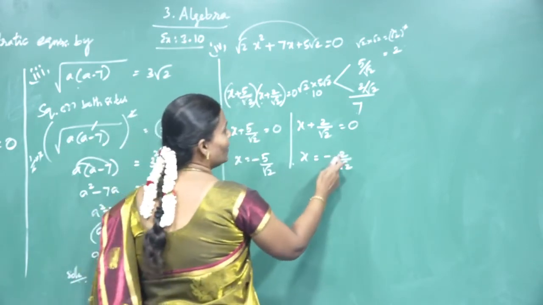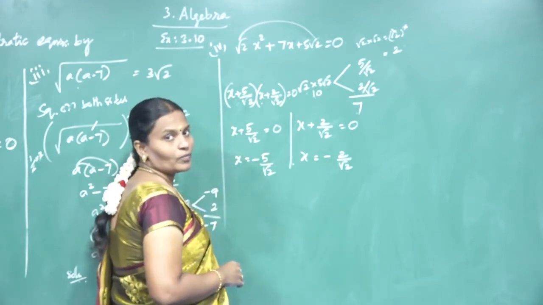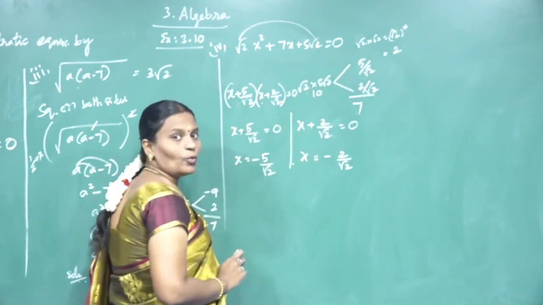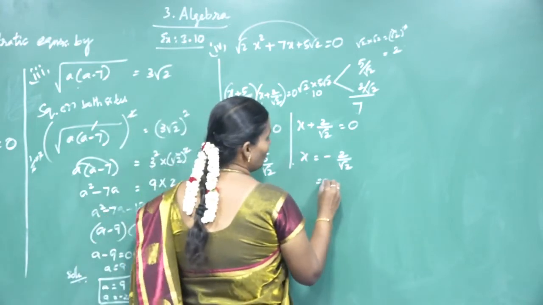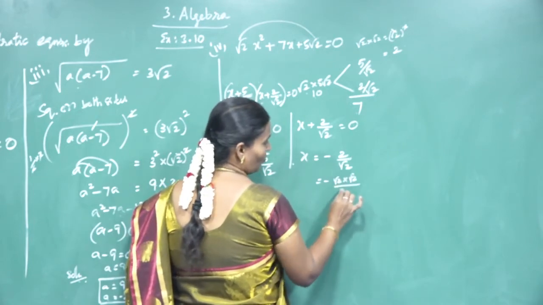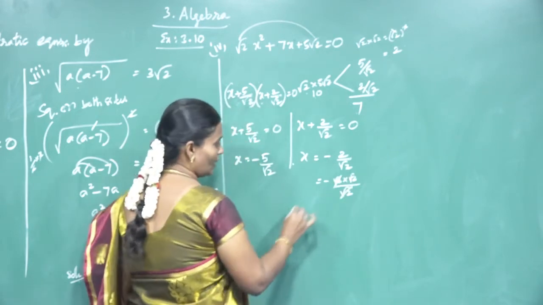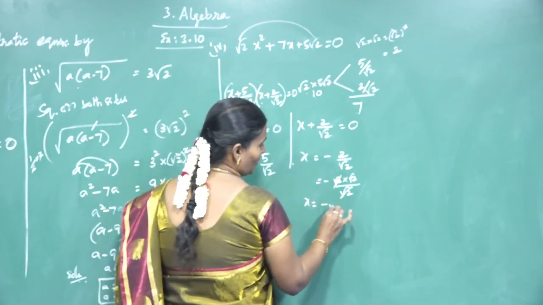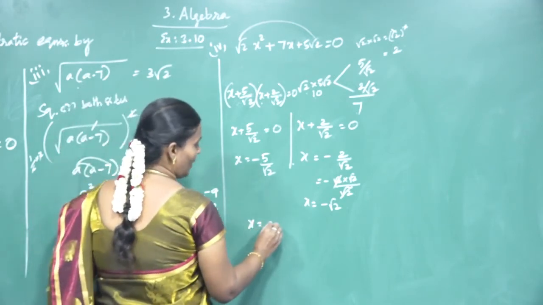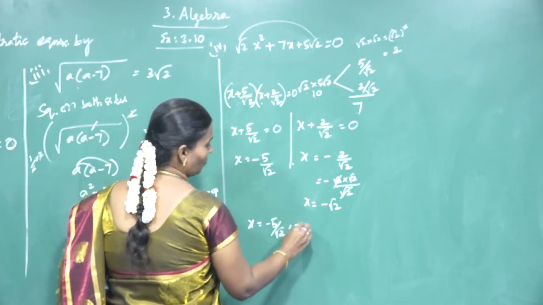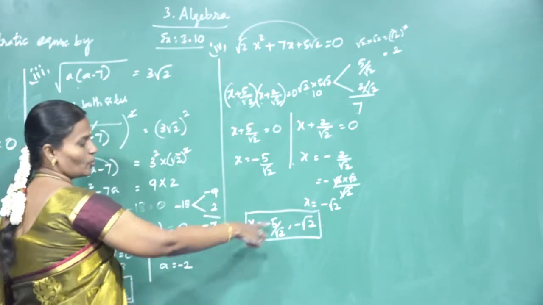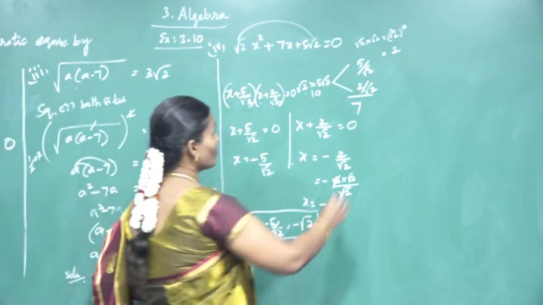We can write 2 as root 2 into root 2, because root 2 into root 2 is 2. So minus root 2 multiplied by root 2, by root 2, so root 2 cancels. So x is equal to minus root 2. Okay children, so what is the answer? x is equal to minus 5 by root 2, comma minus root 2. These are the solutions, because it is a quadratic equation, so 2 solutions.